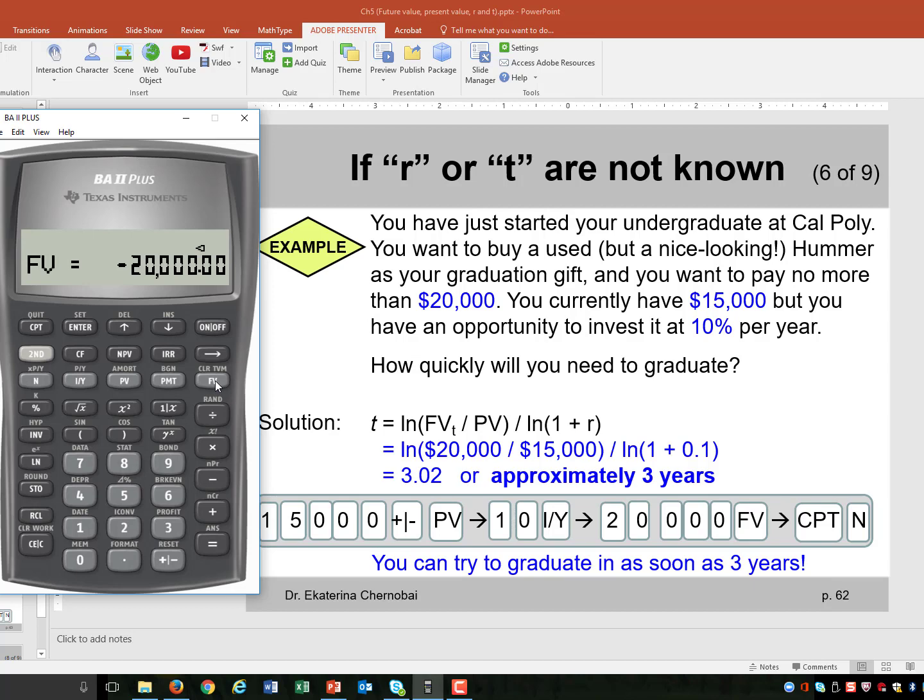Remember, it doesn't matter which one of the two dollar amounts that are given you are changing to a negative. It could be either the future value or the present value. The third thing we enter is the interest rate, 10% per year. 10 IY. Compute N, 3.02.